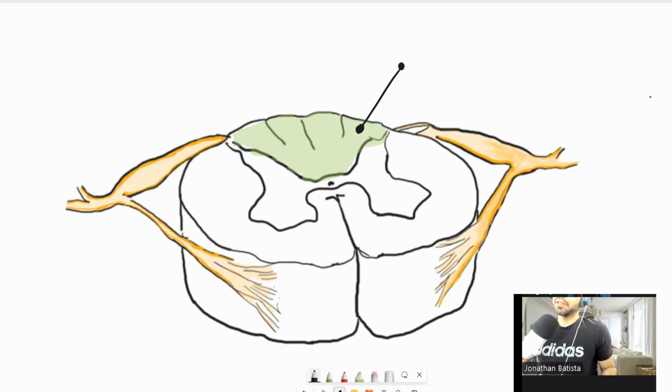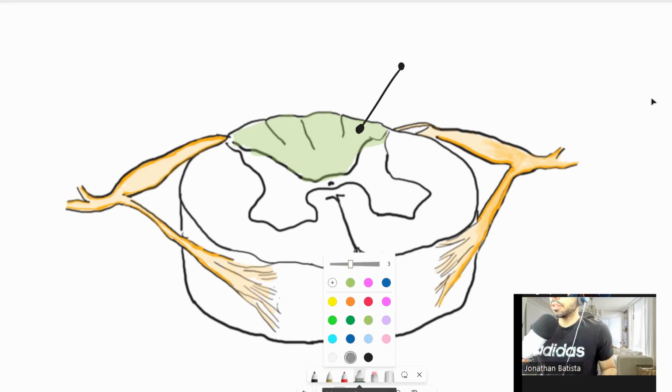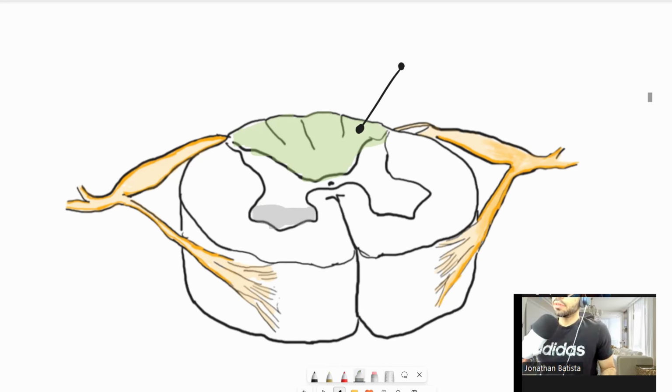Okay, so the posterior horn, let me tell you guys. Okay, so let's be clear. The posterior horn, when we talk about horns, we're talking about the gray matter here. When it comes to horns, we're going to be talking about this area right here. This here is gray matter. So when we talk about posterior horn, for example, we're going to isolate this area. That's the posterior horn.